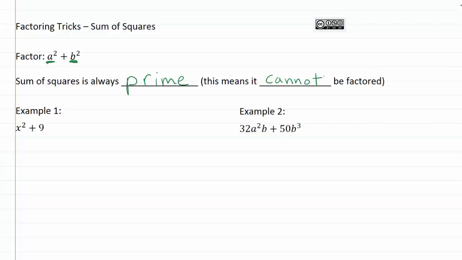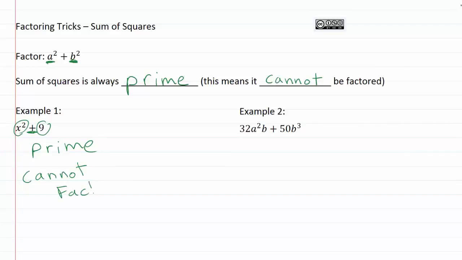In example 1, we've got x squared plus 9. Right here we can see that this is a square number. This is just x squared. And this is also a square number. This is 3 squared. And then we have our sum in the middle. This is definitely a sum of squares. That means that this is going to be prime, and we cannot factor it. We cannot break this down any farther.